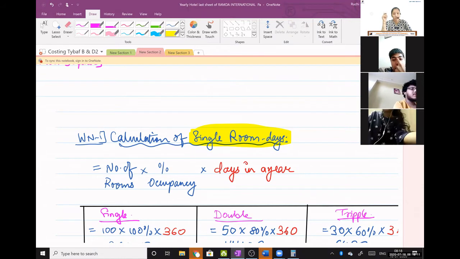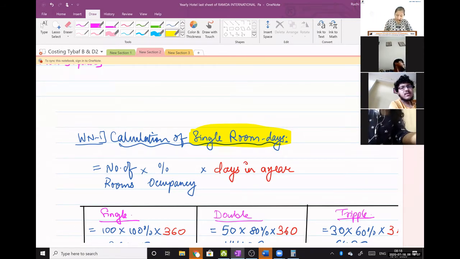Okay, so formula will be same, number of rooms into percentage occupancy into, what is the original formula? Month in a year and days in a month. But we cannot use that. Why? Because the sum is not divided into seasons. Okay, it's not given, na? It is a winter season, summer season. Okay, so the year is not divided into seasons. That is why my conversion will change here.